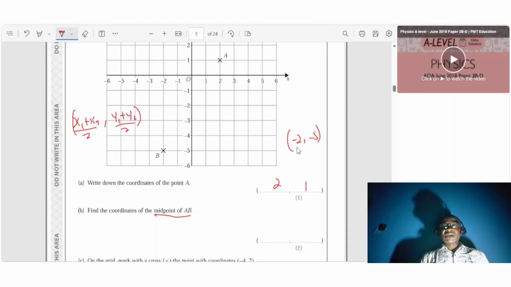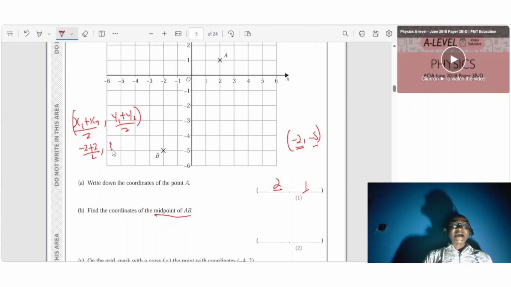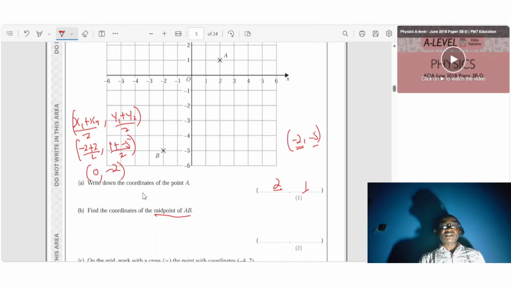What that means is this is x1, this is x2. So you are going to add -2 plus 2, divided by 2. Then this is y1, this is y2. So you are going to add 1 plus -5 and divide it by 2. -2 plus 2 is 0, divided by 2 is 0. Then 1 plus -5 is -4. -4 divided by 2 is going to give us -2. So the middle point is going to be 0, -2.